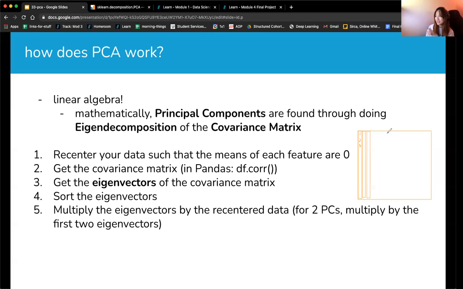I will say, PCA mathematically is one of the hardest things in our course. So if it doesn't make sense, it's okay. I'll send out a bunch of resources that help with understanding this process.